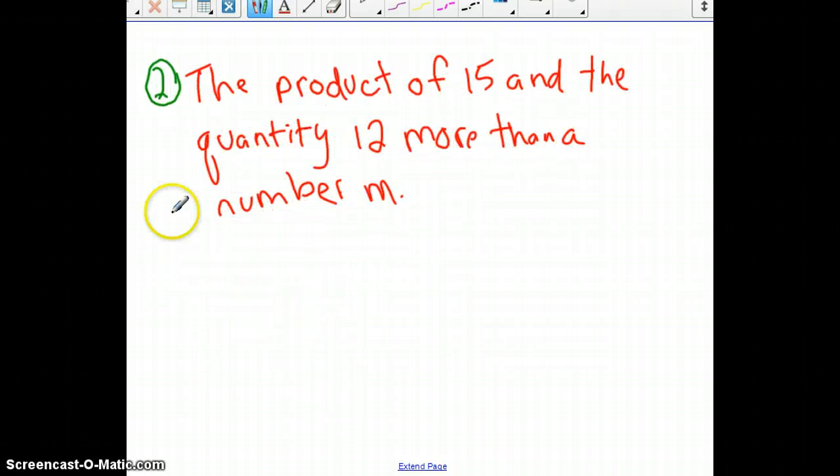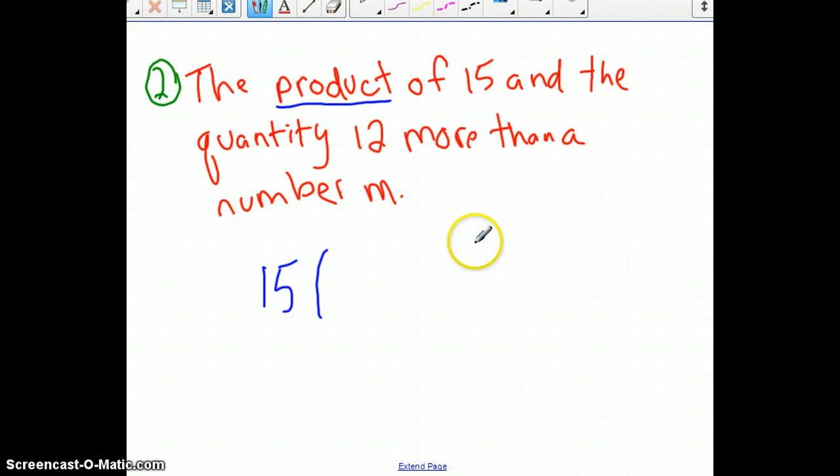Okay, looking at the next one. We have the product of 15 and the quantity 12 more than a number m. Well, product there is indicating multiplication, and this quantity means we've got to include everything that follows it. So we've got 15. One way to indicate multiplication is by putting parentheses. And we want to multiply 15 by the quantity of all of that. So the quantity of 12 more than the number m. So 12 more than the number m all needs to go inside these parentheses.